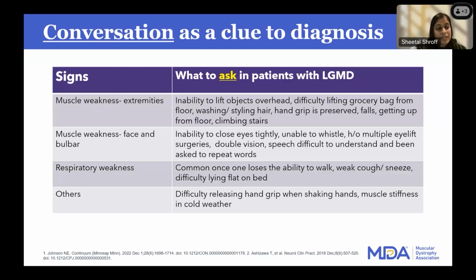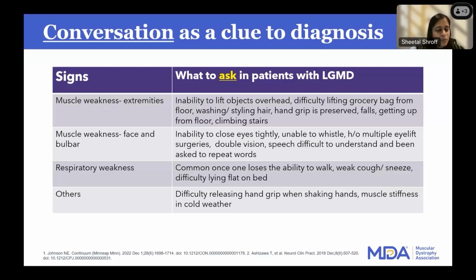And some patients even say, I avoid shaking hands because my hand gets so tight, and I'm embarrassed because it looks like I'm holding their hand for a longer period of time. So they give that as that history as well. Falls, and then getting up from the floor, like Dr. Greene showed a picture of the Gowers sign, where they have to climb themselves, or getting up from the chair where they have to really push themselves out or swing themselves forward to get up from the chair.